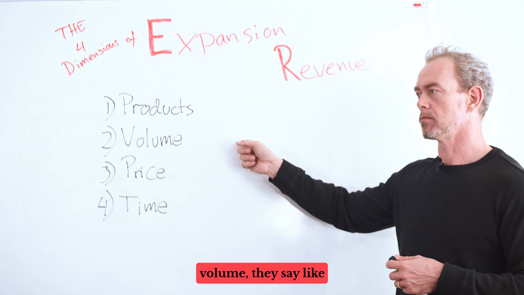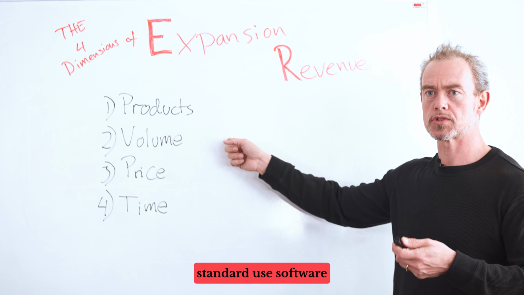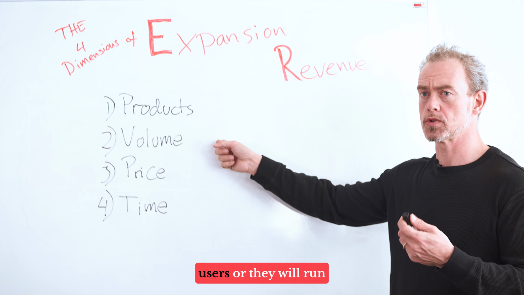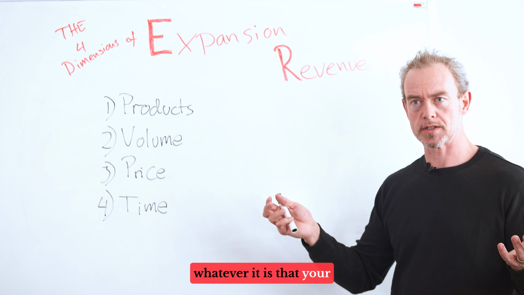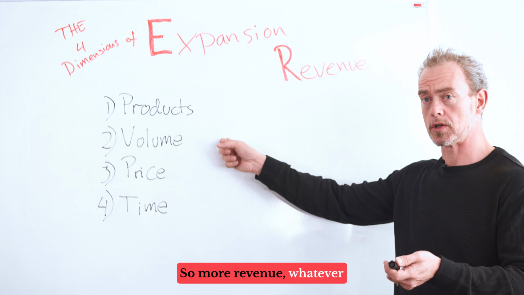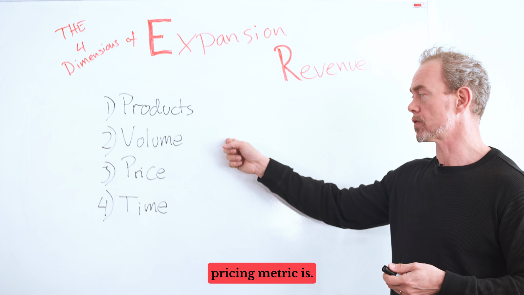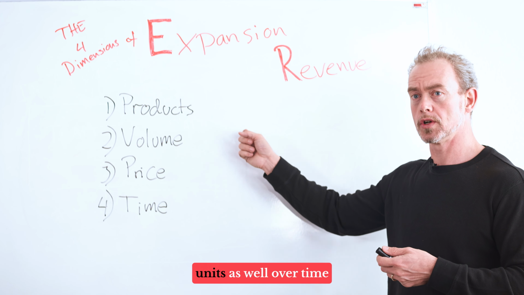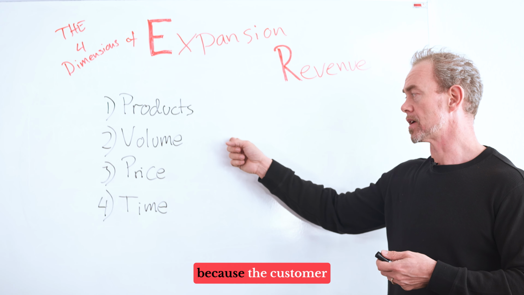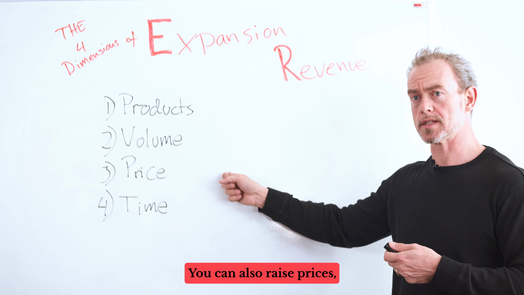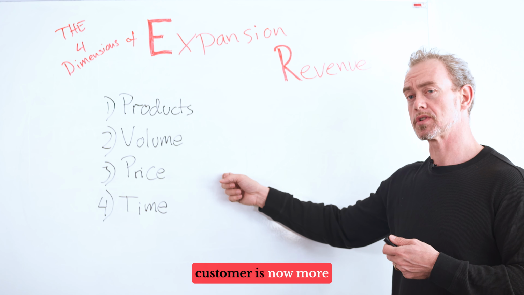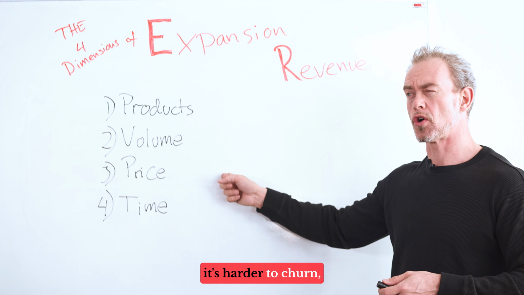Let's say you start to become a standard-use software in the organization. They will add more users, or they will run more orders through your system, or do whatever it is that your system does, or more revenue, whatever your pricing metric is. So you likely get more units as well. Over time, because the customer is now more invested in your product, you can also raise prices, right? And because your customers now have more invested in the product, it's harder to churn.